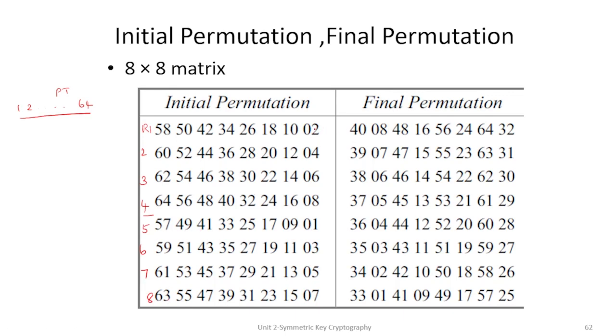Then the even bits are 2, 4, 6, 8, then 10, 12, 14, 16. In the same way the odd bits are stored, the even bits are stored from the last column onwards. So the 64th bit is stored at row 4. So it is an initial permutation. Permutation means transposition. So I interchange the values of the 1 to 64 bit continuous plaintext into row order.